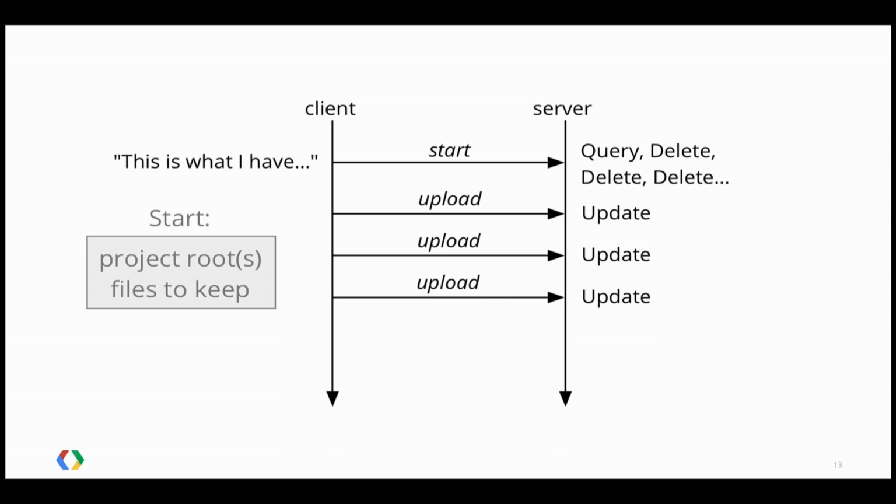So our protocol just has the start request say, this is the project I'm working on. These are the project roots. And these are the files that I have in this project root.